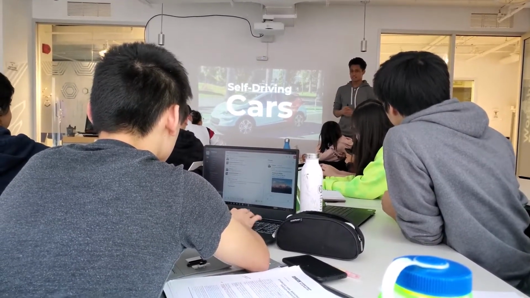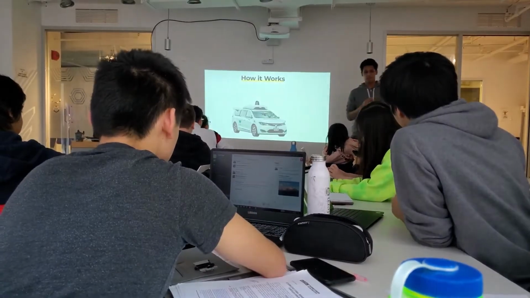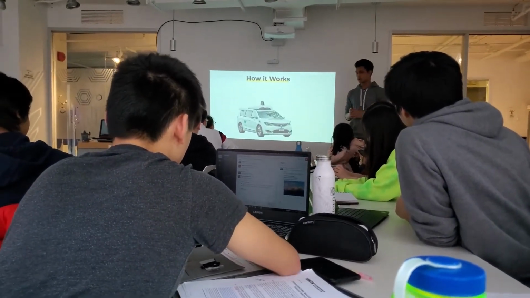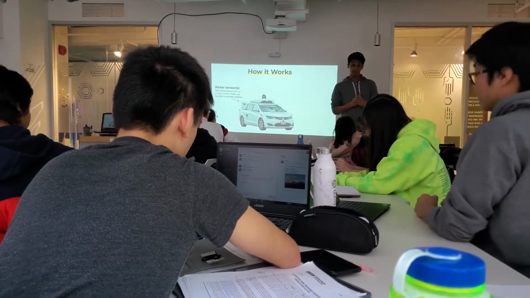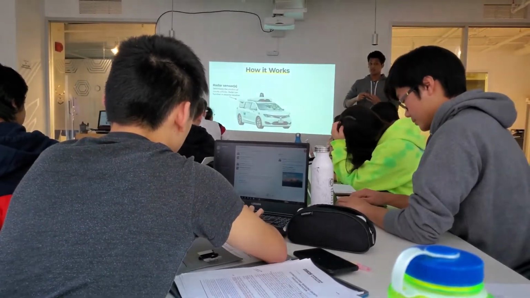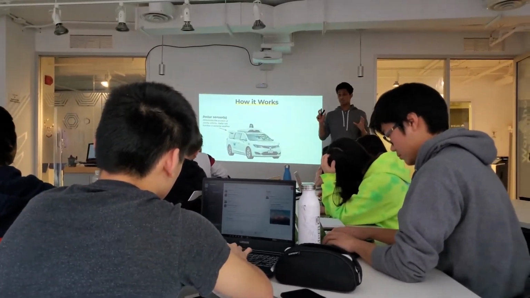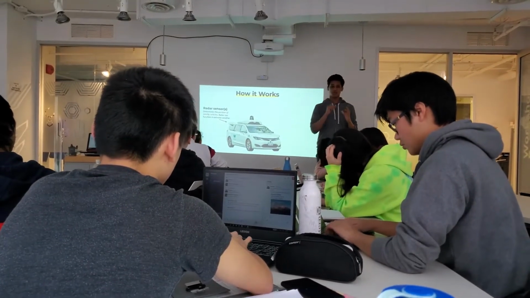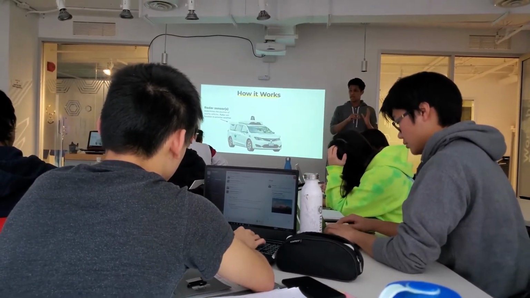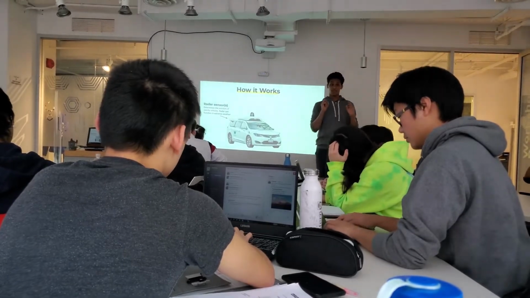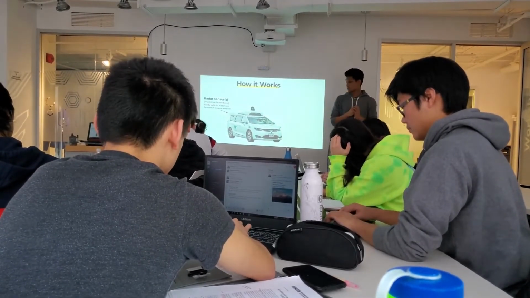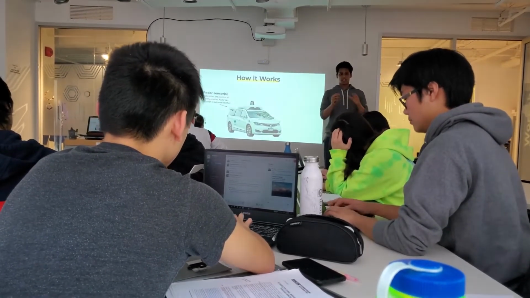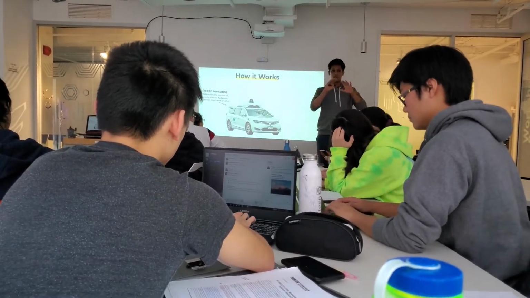So let's dive into the hardware. There are three main components to the hardware of a self-driving car. Let's talk about radar. Radar stands for radio detection and ranging. It is composed of a transmitter and a receiver. The transmitter transmits radio waves, and the receiver measures the time it takes for a radio wave to leave the transmitter and come back to the receiver. By doing this, it can detect objects and how far they are around the car.